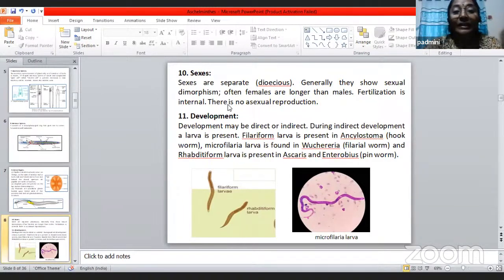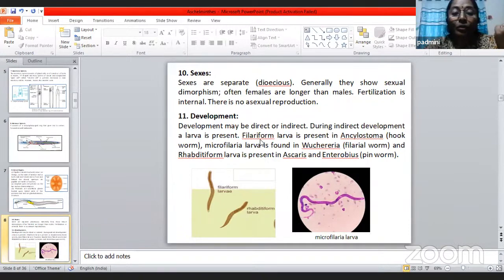So here the development may be direct or indirect, but mostly whatever we are reading is going to be direct. That is, no larval form is called direct. And some Ascaris, some roundworms, have larval forms, so they are called indirect development. During indirect development, larva is present. And what are the different types of larva we are going to talk about?